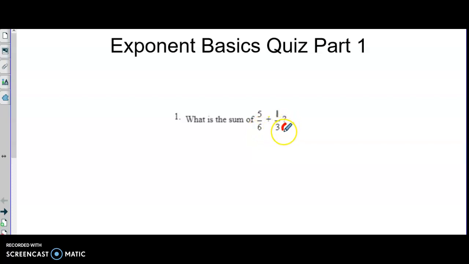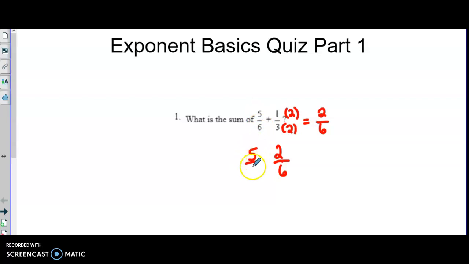So I ask myself, what do I need to multiply 3 by in order to make it a 6? And in this case, you'd have to do 3 times 2. But whatever you do to the bottom, you have to also do to the top. So I'm rewriting this as, well, 1 times 2 is 2, and 3 times 2 is 6. So I've taken this fraction of 1/3, and I've just rewritten it as an equivalent fraction.